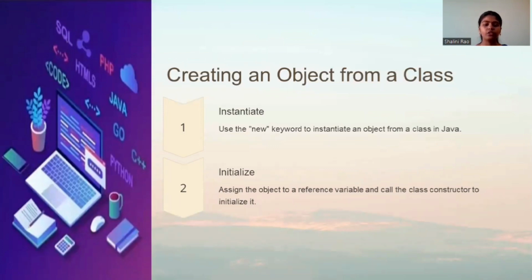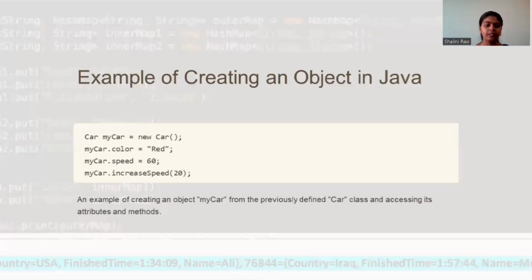Creating an object from a class. Instantiate. First, we have to use the new keyword to instantiate an object from a class, and then initialize, assign the object to a reference variable and call the class constructor to initialize it.